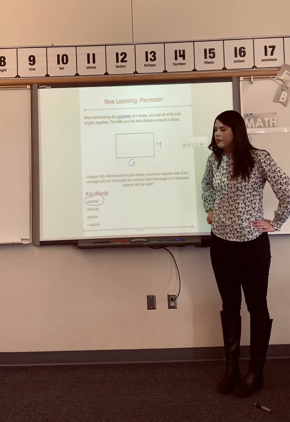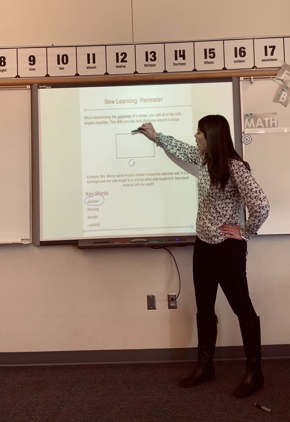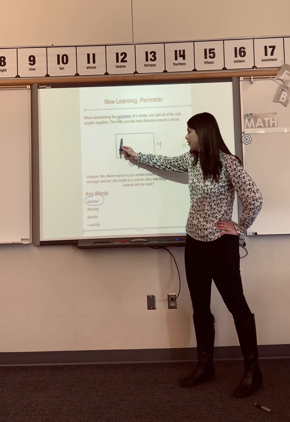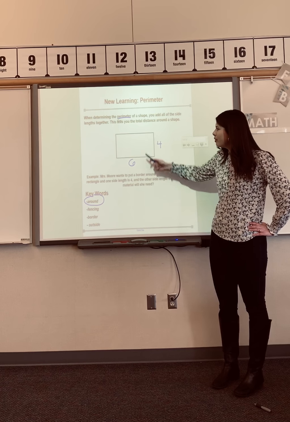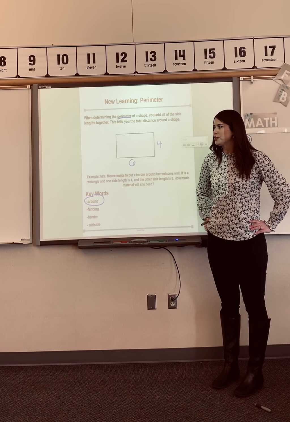Boys and girls, I've run into a problem though. I know perimeter, I would have to add all of the side lengths very carefully. The problem is I don't know this side length. How could I figure it out using what I know about geometry? Pause your video for a second.